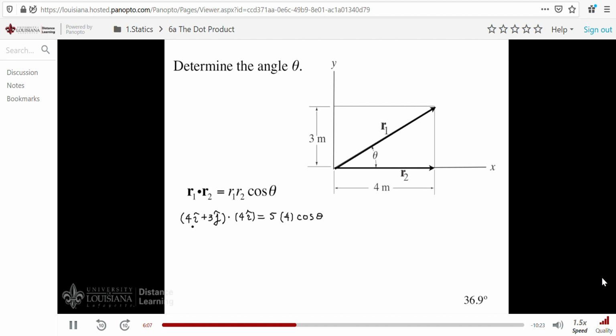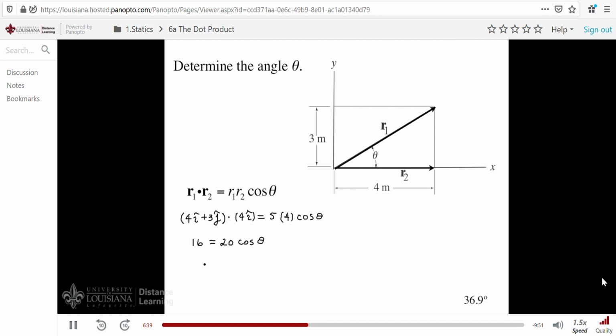So let's carry out the dot product and see what we get. We multiply 4 times 4, don't we? And we get 16. And then we have our j component here, but we don't have one on this side, so that would be 3 times 0. And of course that gives us 0. Therefore 16 plus 0 is our result of 16. We set that equal to 20 times the cosine of theta.